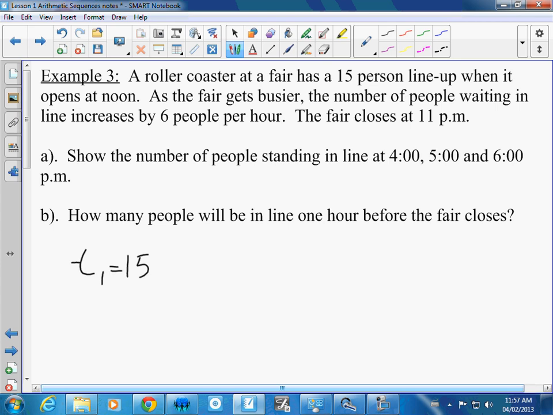As the fair gets busier, and you've been to a fair before, the lineups increase, right? Every hour, how much does the line increase by? 6. Right there. It increases by 6 people per hour. So what do you think that 6 is? So what is it? D, right? So D is probably 6.